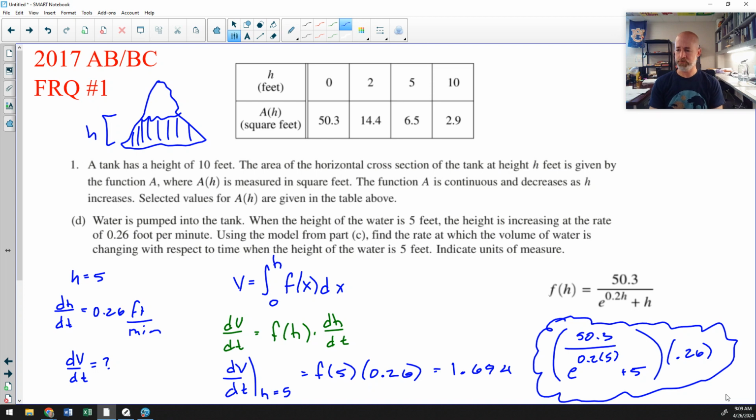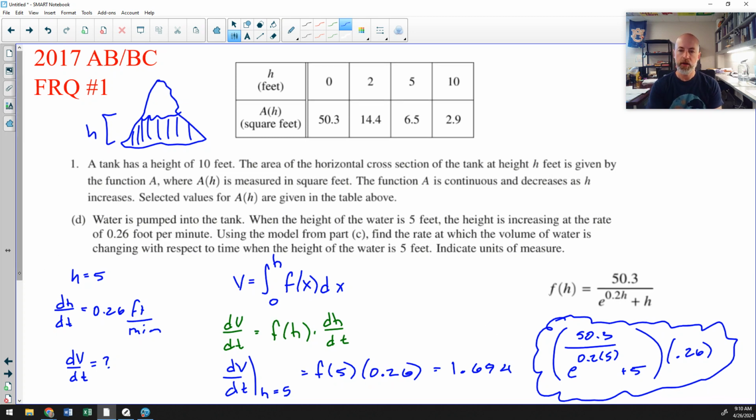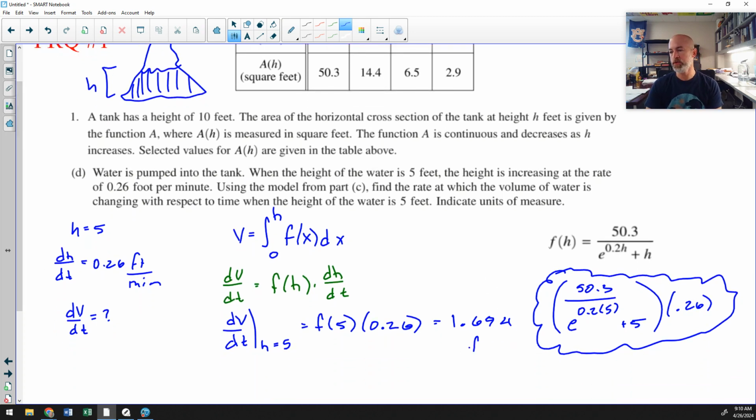Indicate units of measure. So we do have units of measure needed here. We found volume over time. dV/dt would be measured in, volume is measured in feet cubed, and time is measured in minutes. So there is your units. So that's the end of working this out.